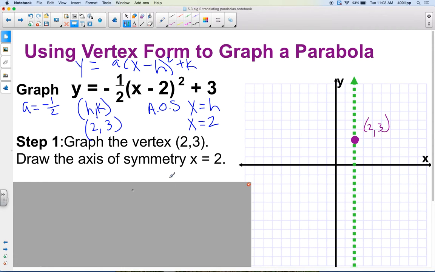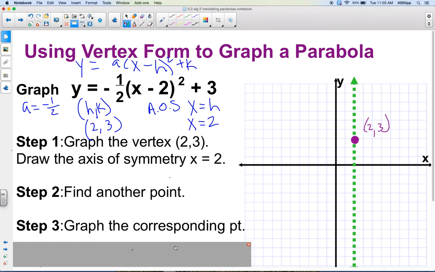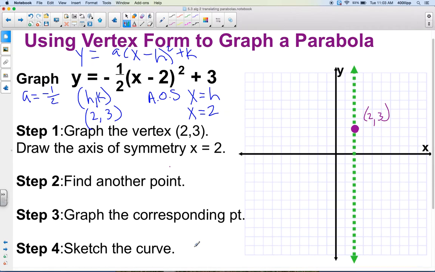Okay, so now we have to find some more points. Find another point, and then we're going to graph the corresponding point and sketch the curve. So let's plug in x equals 0. Plugging in x equals 0 is going to be finding the y-intercept, where it crosses your y-axis. So I'm going to plug that in here: y equals -1/2, times (0 minus 2) squared, plus 3.